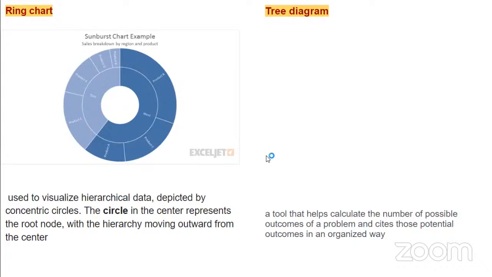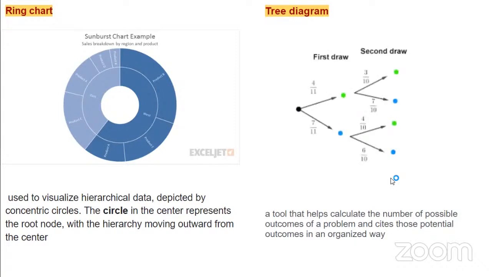Now, tree diagram, I think we have all done this in our high school, used to show something like a probability. It is a tool that helps calculate the number of possible outcomes of a problem and assess these potential outcomes in an organized way. So what we are doing is just determining the probability that an event will occur.